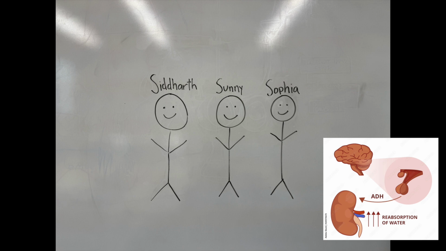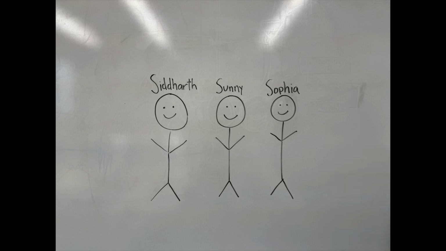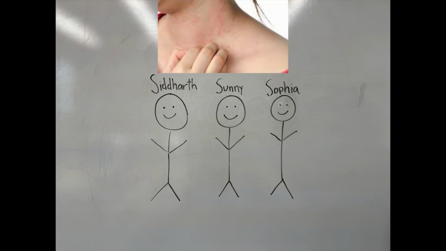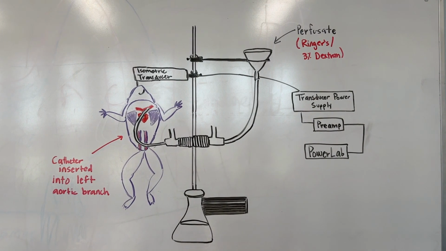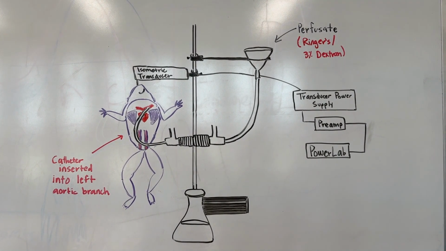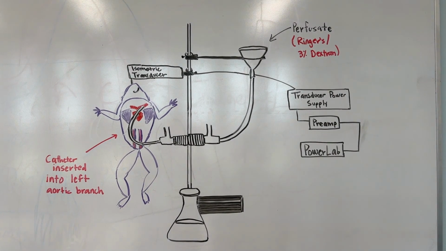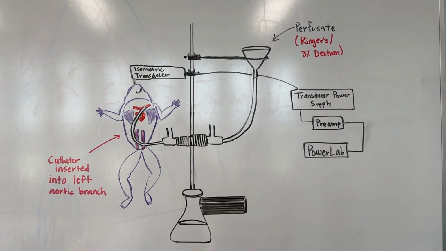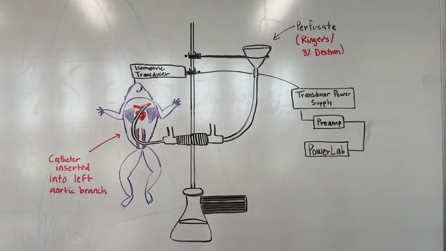ADH is an antidiuretic hormone that acts as a signal in the kidney to reabsorb water. Histamine is a chemical messenger that mediates immune responses, stomach acid, and allergy symptoms. A frog's systemic circulation was perfused with Ringer's in 3% dextran solution via catheterization of the left aortic branch. Most internal organs were removed, excluding heart, lungs, and kidneys.